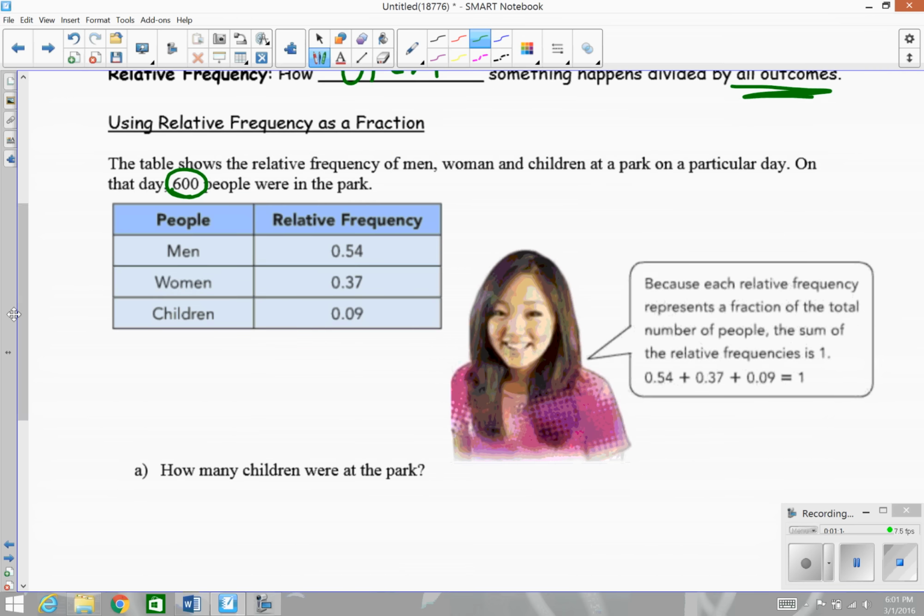Now if we go to the chart, for men, our relative frequency is 0.54, for women, 0.37, and children, 0.09. And if you add all of these up, you should get one whole population. All of those frequencies should make up your total people. And that's what we have over here.